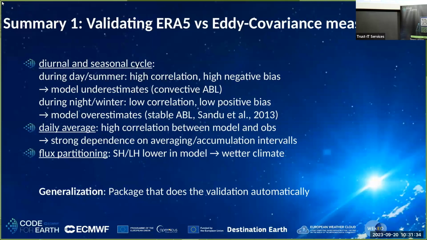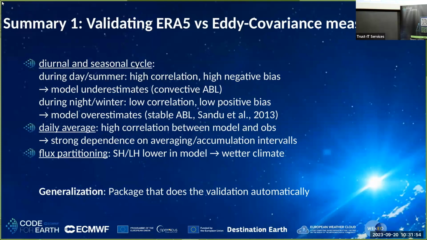And this low correlation is a special issue in stable boundary layers. This is because the turbulence in stable boundary layers is very weak. So it's not a well-developed turbulence. The turbulence is very intermittent then, and this is really difficult to model.